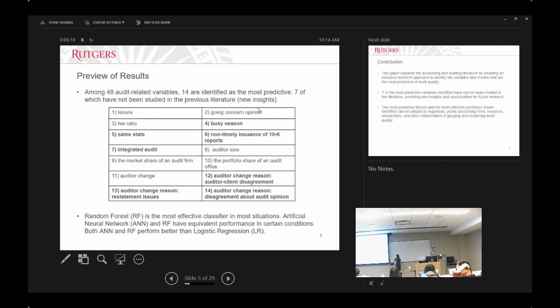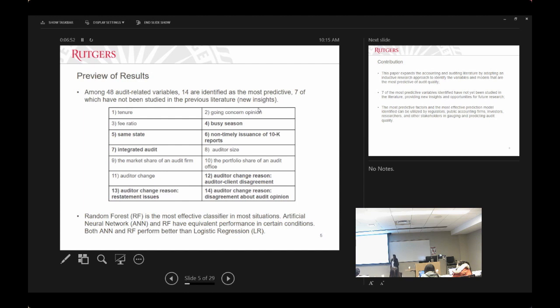Tenure means the length of the auditor-client relationship. For example, if I have audited Miklos for 5 years, then 5 years is the tenure. The second, going concern opinion, means whether the auditor issued a going concern opinion for that client. Fee ratio is the non-audit fee versus the audit fee, so that's the ratio. Busy season means whether the audit engagement is in March.